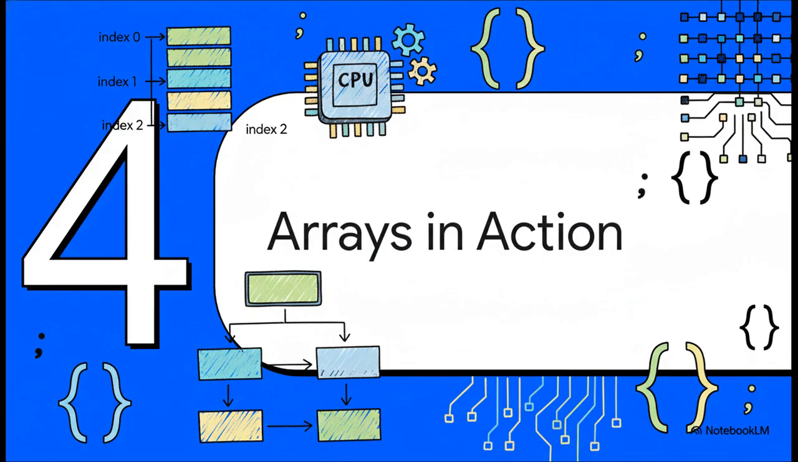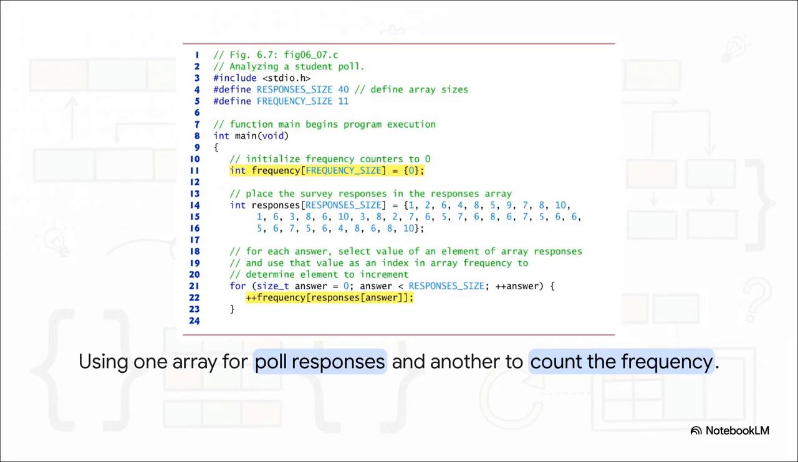Okay, we've got the basics down. Creating, accessing, and filling up arrays. But where do they really shine? Let's check out a couple of real-world examples to see these arrays in action. So check this out. It's a program to analyze a student poll. We've got one array, responses, that's just holding all the raw answers, every student's rating from 1 to 10. Then we have a second array called frequency, and our job is to figure out how many times each rating 1 through 10 shows up.